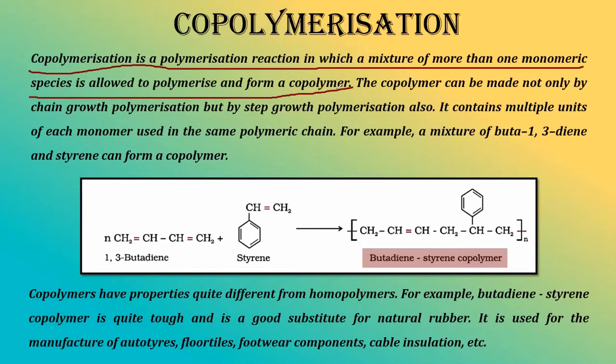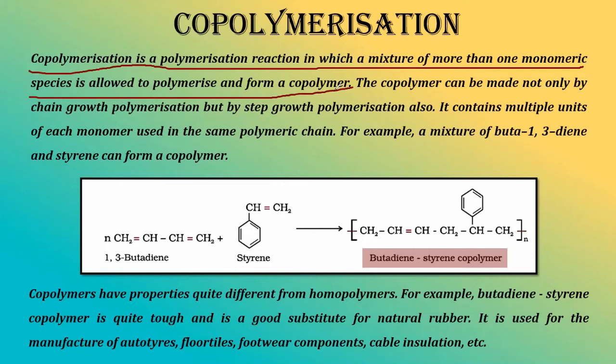The copolymer can be made not only by chain growth polymerization but by step growth polymerization also. Before going into chain growth and step growth polymerization, we have discussed addition polymerization. Just try to remember what condensation polymerization was. In condensation polymerization, two or more species, or two different types of species, combine together to form one particular molecule with loss of HCl or something, right?